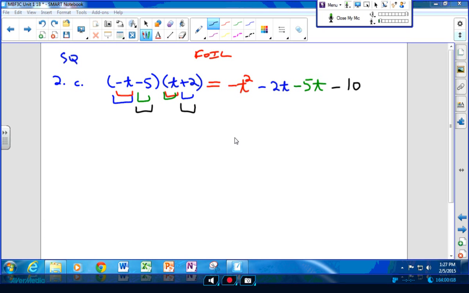But the next step is to combine like terms. You're going to notice that when you're doing this, there's a pattern to it, and that the two middle terms are the ones that have to be combined, usually. So I have negative 2t minus 5t, negative 2 minus 5. If you look at a number line, it's going to be negative 7t minus 10. And there we go. Now, if you weren't sure you got that right, you can go to the back of the unit.